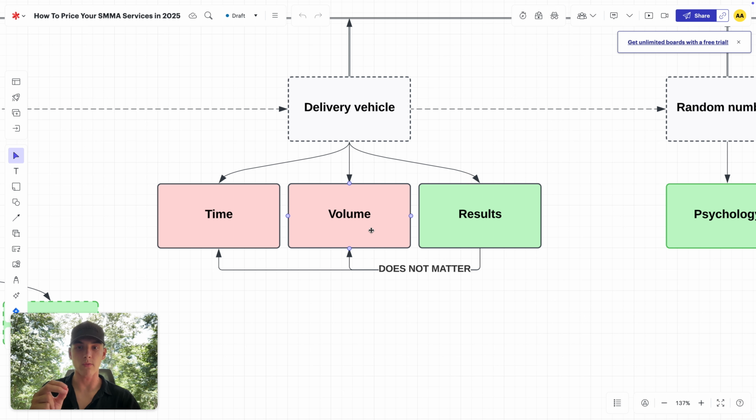You don't want the volume and time to matter. You want your client to only look at the results that you generate, not how much time or how much effort you put into actually delivering those results.